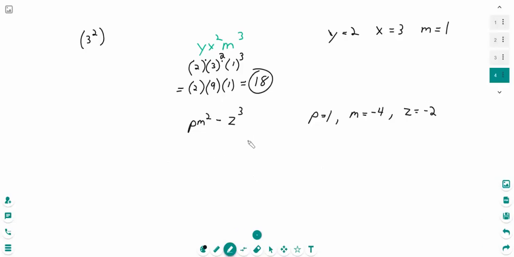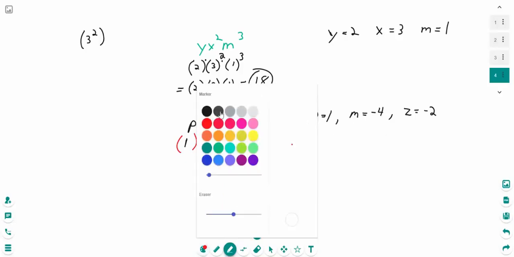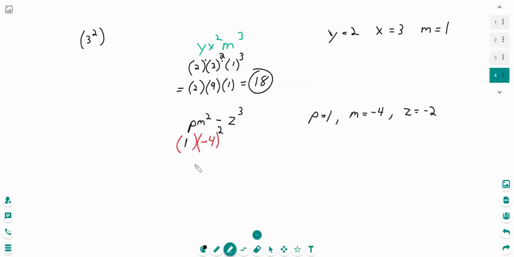So when we plug in, we have a p, which is a 1. So we will set up that set of parentheses, and then inside we put our 1. Then we have an m, set up our parentheses. What is an m? It's a negative 4. And then we raise that to the 2. Okay, and then we have our minus sign. We'll just bring that down. Then we have a z, so we set up another set of parentheses. Our z is a negative 2, and then that's being raised to the third power, right?